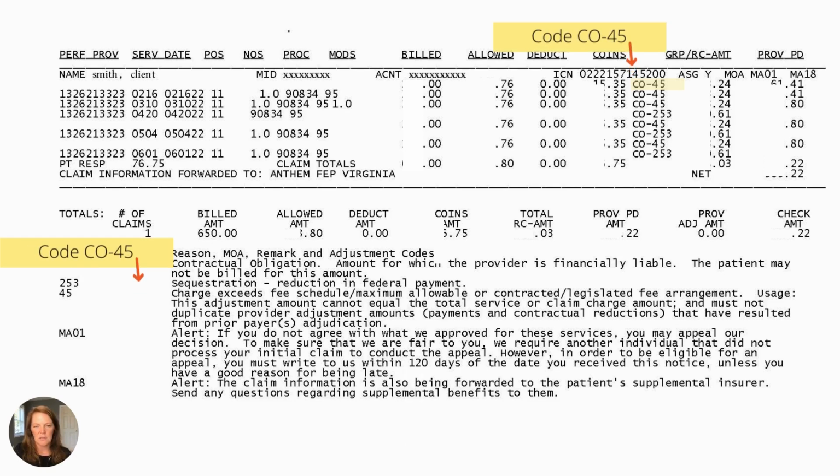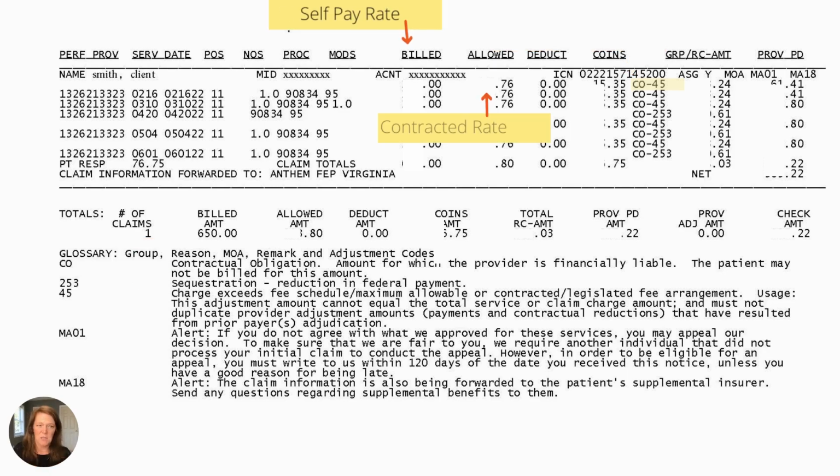So for example, CO45. CO45 says charge exceeds fee schedule, maximum allowed or contracted fee arrangement. Basically, this is going to be on all your claims because for every claim, we always bill our self-pay rate here. We get paid our contracted rate here. So this is basically saying that they are not going to pay you your billed amount. They're going to pay your contracted amount. So that's all that 45 is. It's just sort of a notice that you're only being paid what you agreed to legally in this contract.